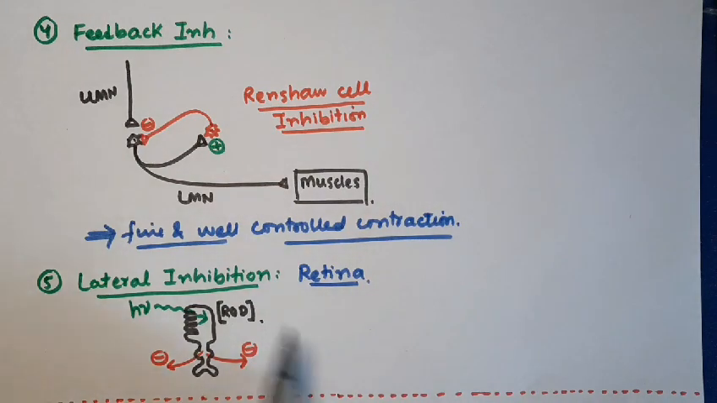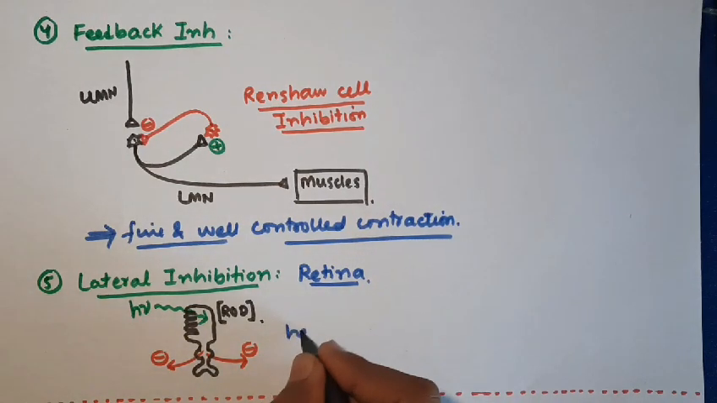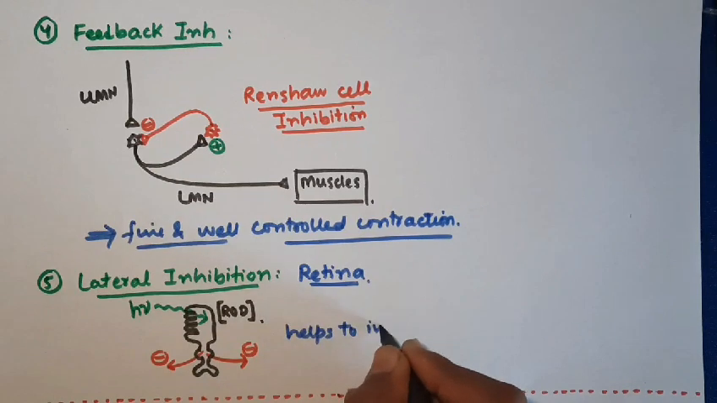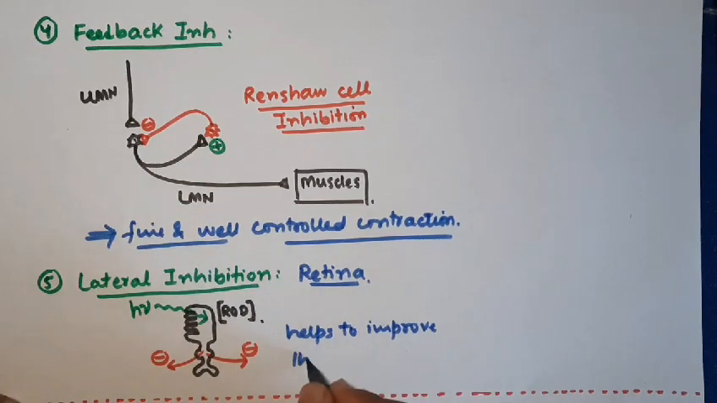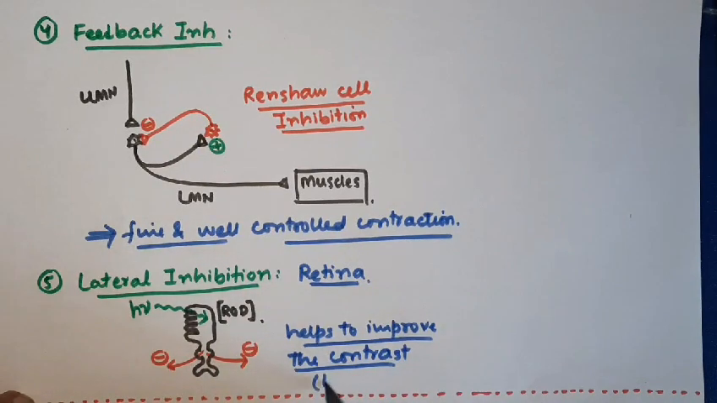So this is an example of lateral inhibition, and the significance of this is that it helps to improve contrast of the image. So the margins of the image are visible clearly because of this lateral inhibition.